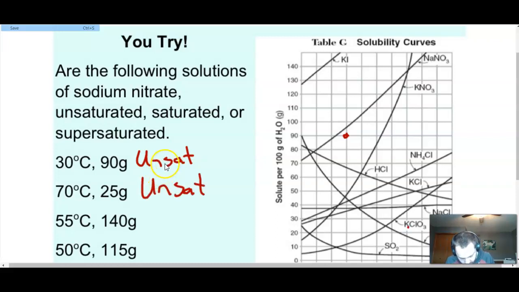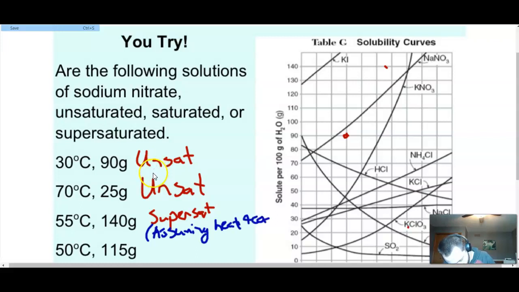55 degrees Celsius, 140 grams. So somewhere around there. That is supersaturated. Again, we can add in our caveat that assuming heated and cooled. And then last one, 50 degrees, 115 grams. That looks to be right on that line. So that would be a saturated solution.